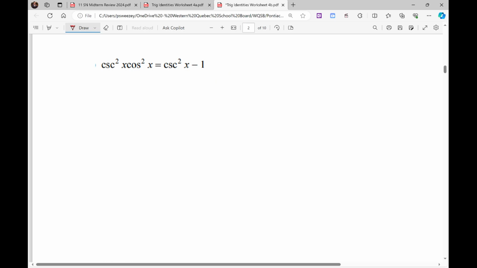You change cosine. So what is that going to become? And 1 minus sine. So cosecant squared x could become, based on a Pythag identity, 1 minus, well, it is cosine, so it's 1 minus sine, right? Times 1 minus sine squared x, right?